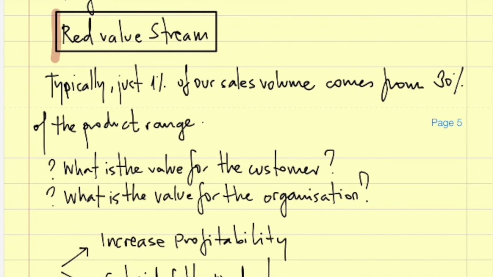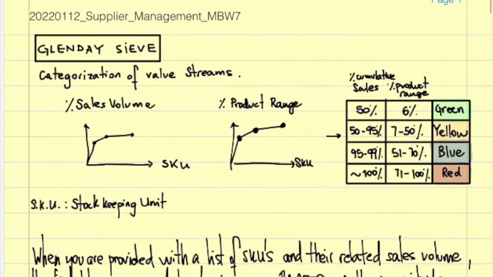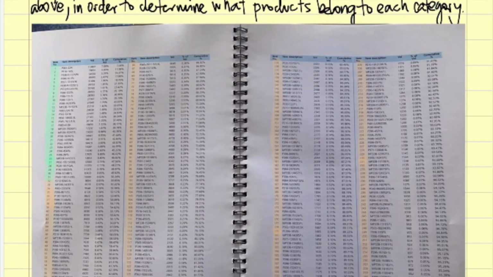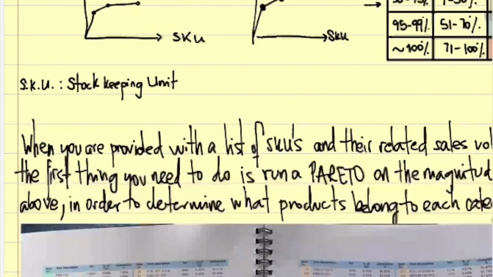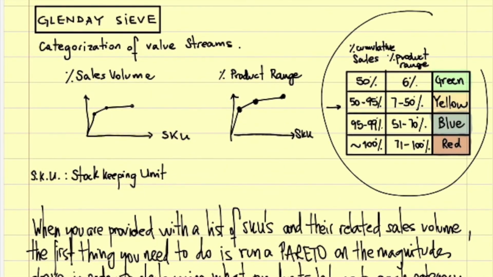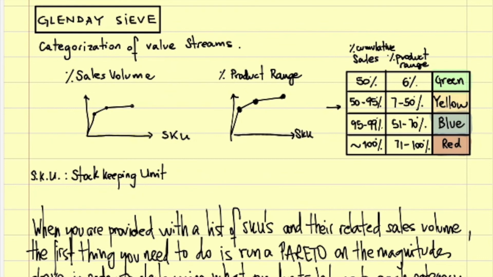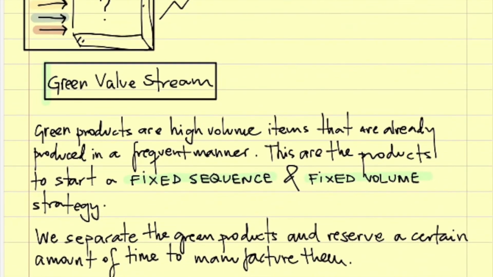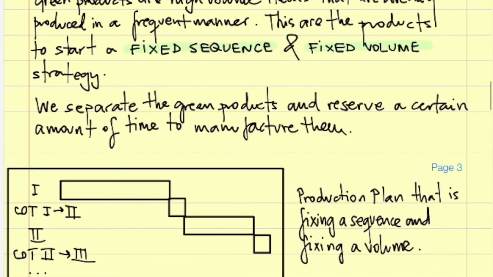So, what do we do the first day in the company? First day in the company, we call some guy, get in the system, SAP or whatever you have, get this list. And then make some Pareto numbers and find out what products are green, yellow, blue, and red. The second day in the company, you talk to your boss and you say, I have a strategy for all the products. Green: fixed sequence, fixed volume. And you know how to do it. You have already studied that without knowing.